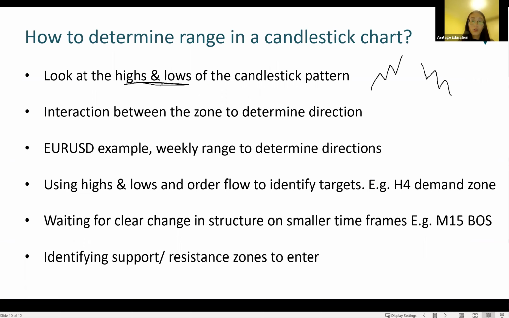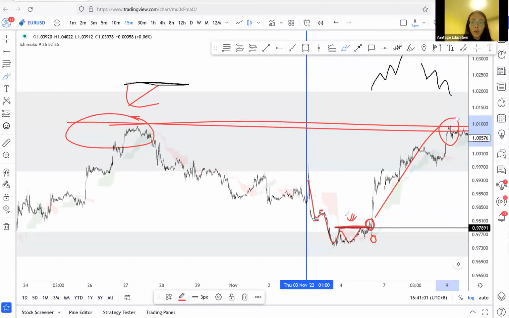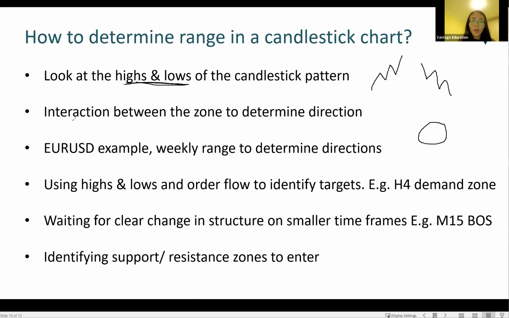In that example on euro-dollar, we saw the reversal specifically on the 15 minutes first. You see this reversal on the 15 minutes first, and once there is a break in structure on the 15 minutes time frame, it is aligned with the higher time frame, which is the 4 hours order flow. And then we look at the interaction of the zone to determine the direction.